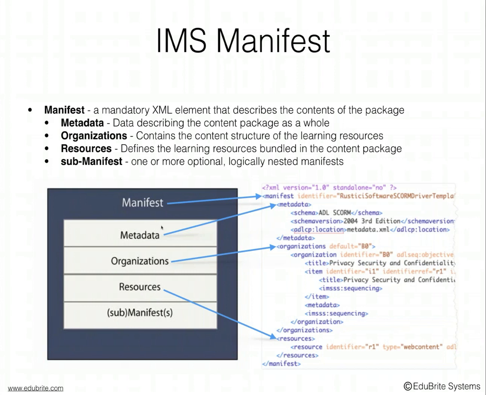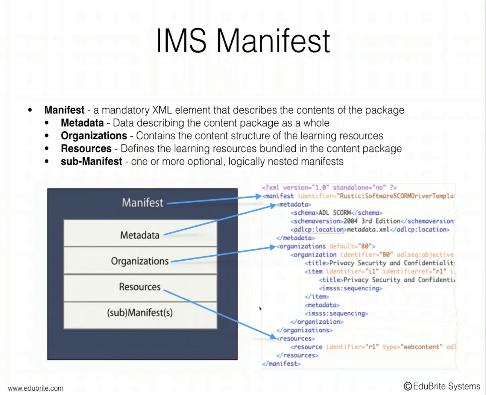If we look at organizations, this component is used to describe how the content is organized within the content package. It may contain one or more organizations, each of which describes a particular hierarchical structure for the content of the package. So here you're seeing the organizations, plural, and then the organization, singular. In this case, this XML document only has one organization.